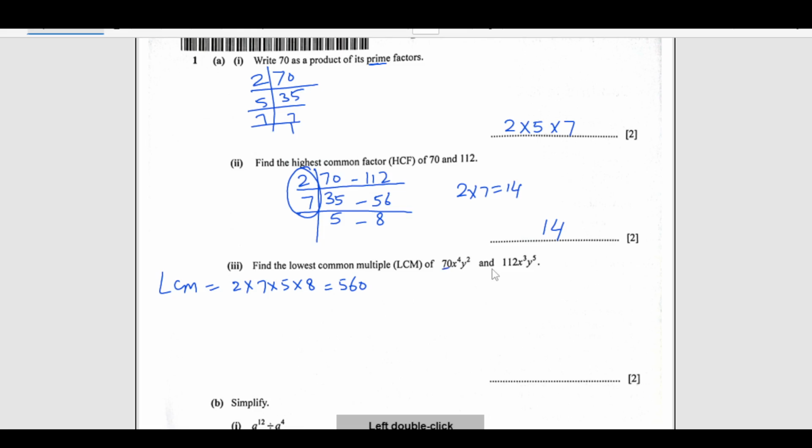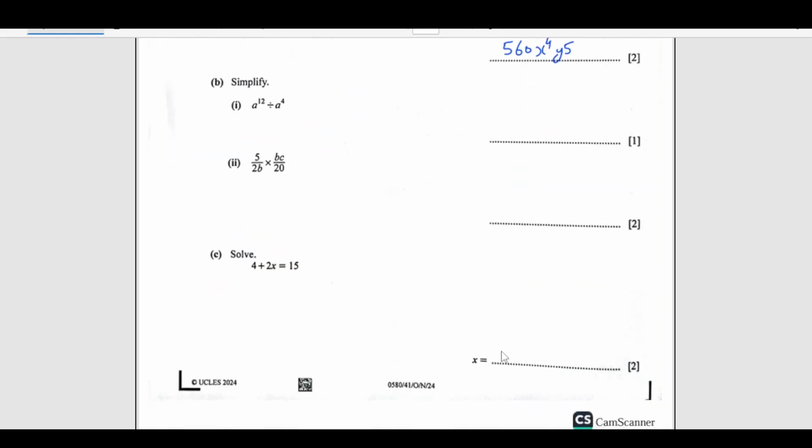So that is the LCM of only the numbers. Now we are looking for the variables. So the LCM of x^4 and x^3, the greatest one is x^4 here, and for y^2 and y^5, the maximum power we are going to take is y^5. Now we are just going to write down 560 x^4 y^5, right? Then simplify a^12 divided by a^4, that is a^(12-4), that is a^8.